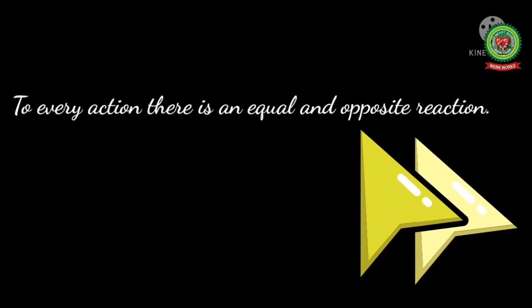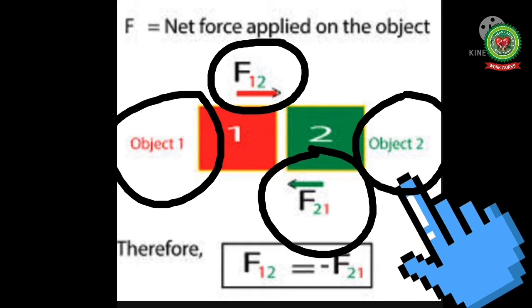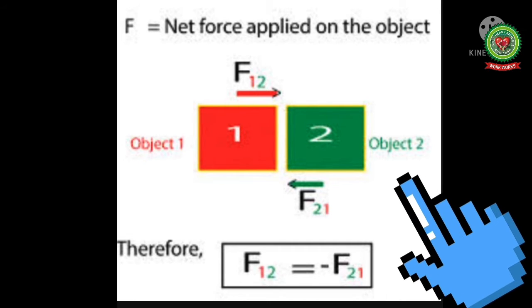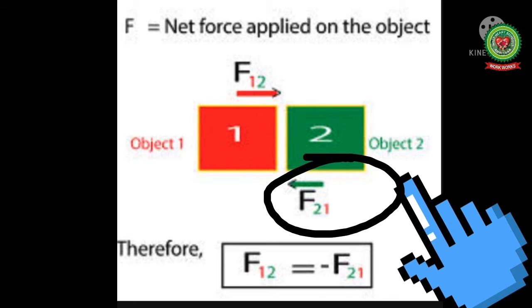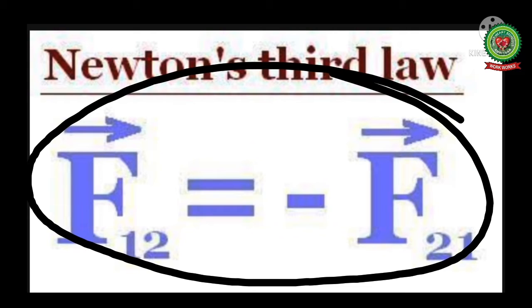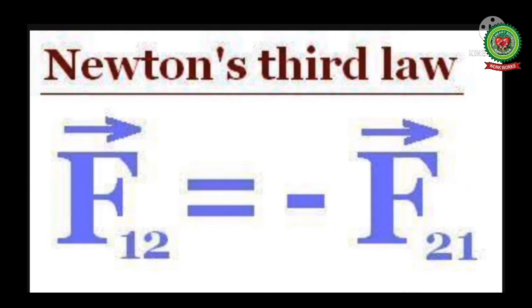According to Newton's third law, to every action there is an equal and opposite reaction. Suppose a body 1 exerts a force on a body 2. This force is called the action force F12. Now the body 2 exerts an equal but opposite force on body 1. This force is called the reaction force F21. By Newton's third law, F12 is equal to minus F21. The negative sign shows that the force of action and reaction are acting opposite to each other.